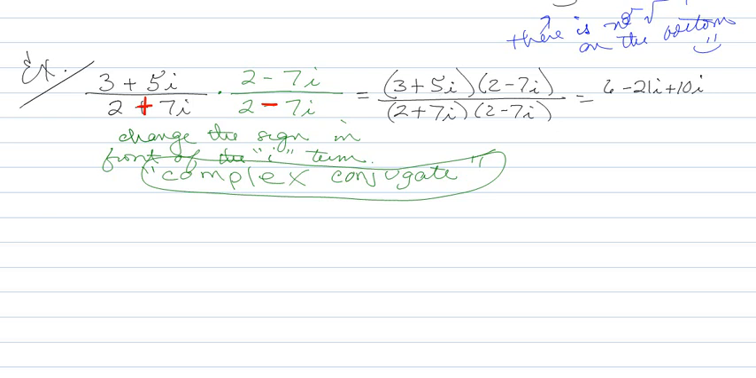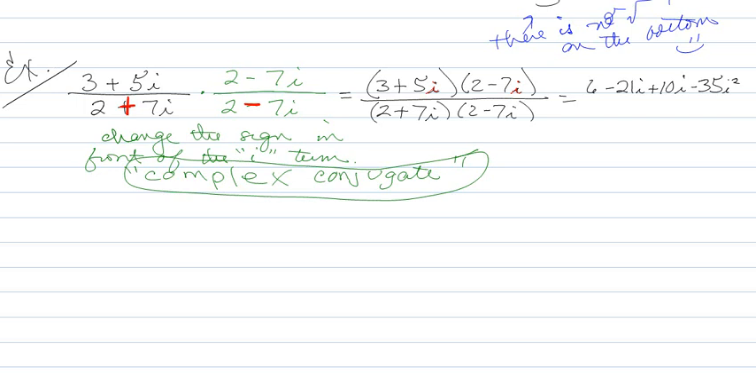Last, 5i times negative 7i. So that's 5 times negative 7 is negative 35. I times I is I squared. All this over. FOIL the bottom.